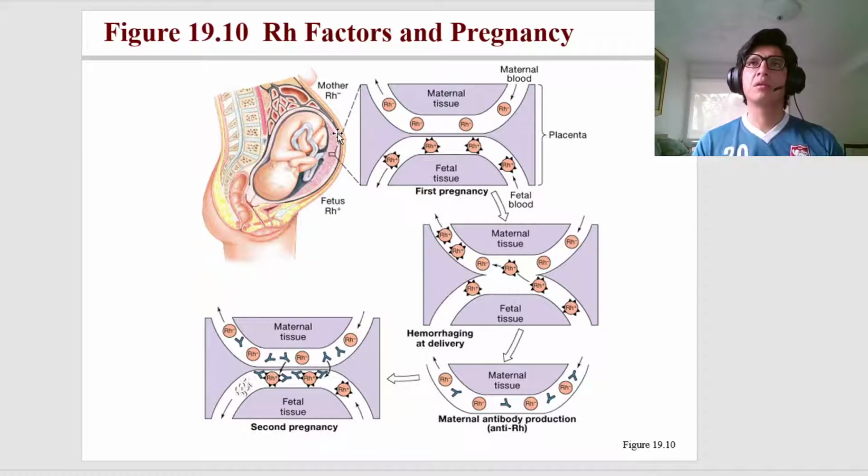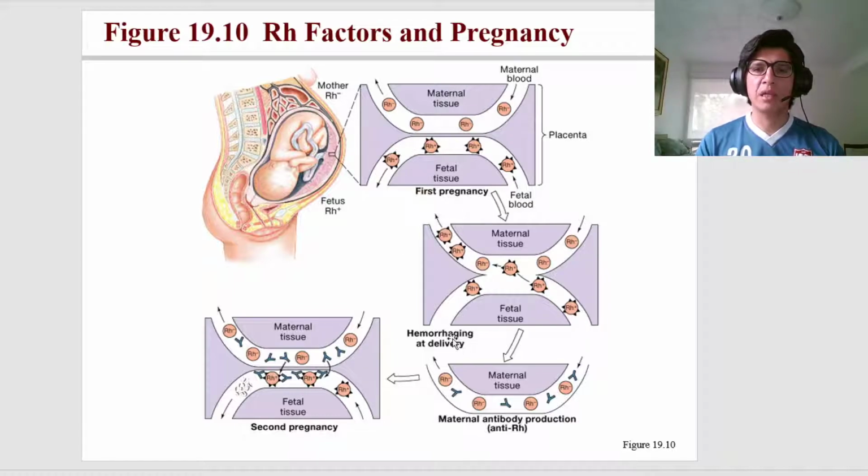This is also particularly important whenever there is a mother who is Rh negative, who does not have the Rh antigen, and who is pregnant with a fetus that is Rh positive. Usually there is a barrier between maternal blood and the fetal blood, because the mother has a lot of antibodies just circulating in her, and this is one of the cases where that could be a problem.